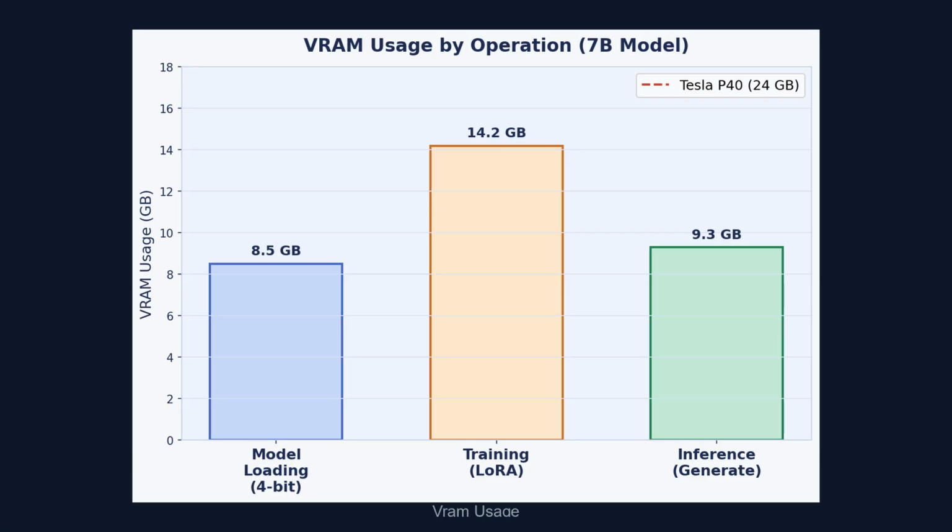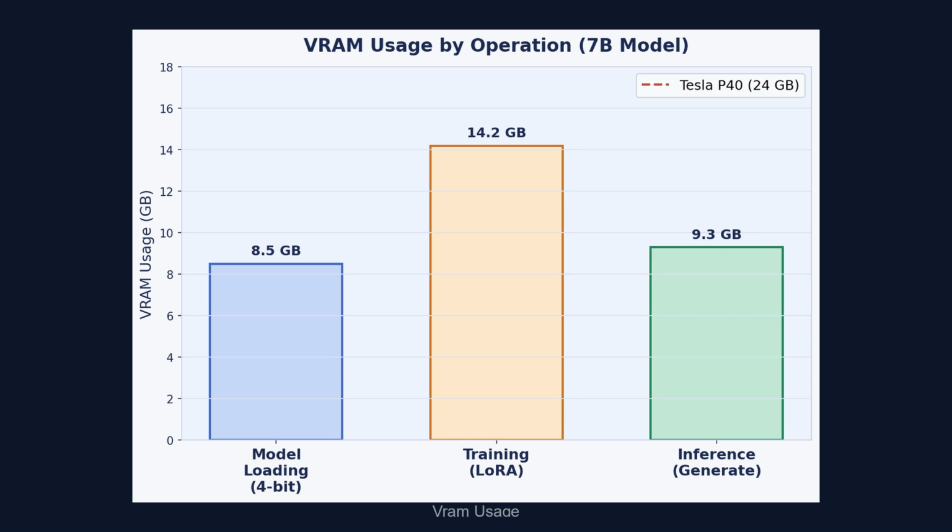This image displays the VRAM usage by different operations when fine-tuning a 7 billion parameter model on a Tesla P40 GPU. We can see that loading the model in 4-bit format uses approximately 8.5 gigabytes of VRAM, while the training process using LoRA requires the most memory at 14.2 gigabytes. Inference, or generating outputs from the model, uses about 9.3 gigabytes of VRAM.